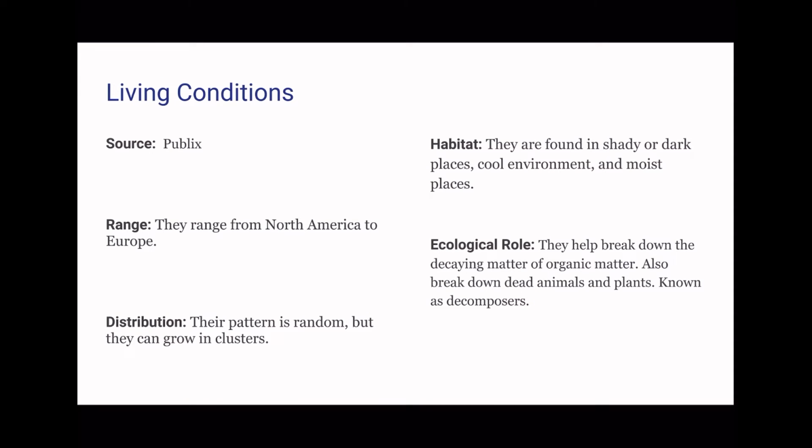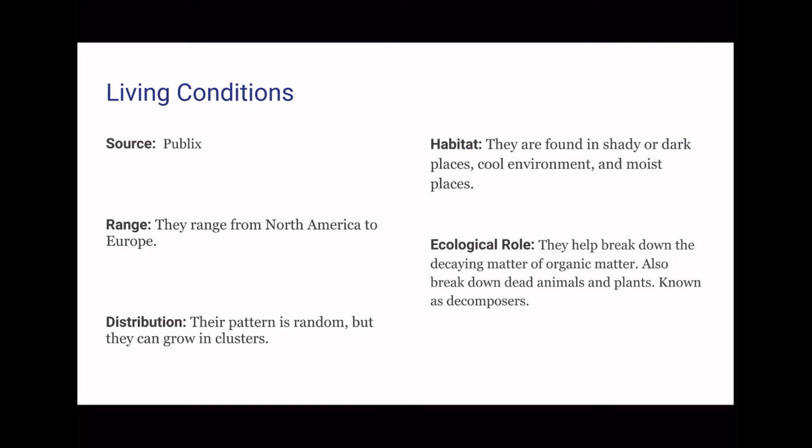Living conditions. I found my source at Publix. They range from North America to Europe. The distribution is very random, but they can grow in clusters. Their habitat: they are found in shady or dark places, cool environments, and moist places.